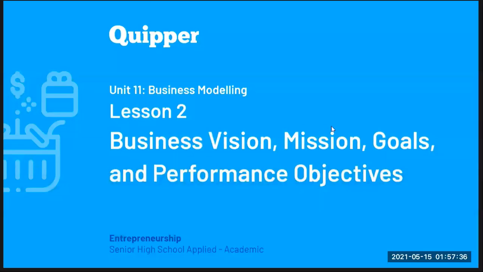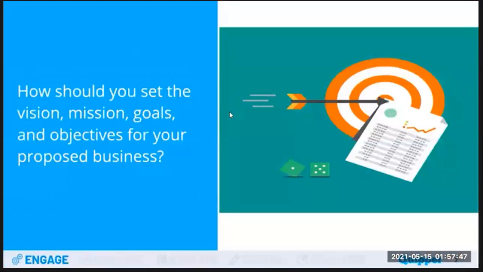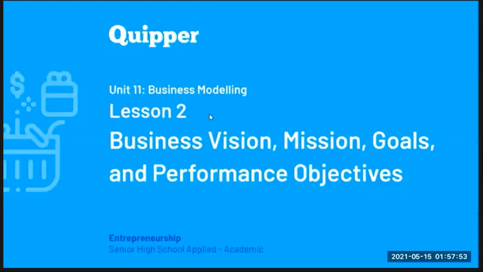Let's now proceed to the chapter 11 of business modeling, lesson 2, the business vision, mission, goals, and performance objectives. So I guess familiar na sa inyo to kasi parang third grading pa lang dinidiscuss na natin, no, on how to create the vision, the mission, and then what should be your goals and then your objectives. So etong goals and performance objectives, you can use this lesson to prepare your chapter 5, the short term, long term, and then the intermediate goals natin.